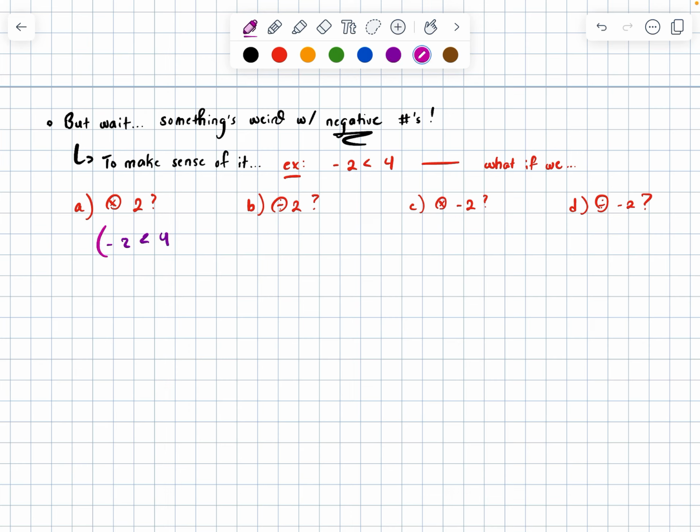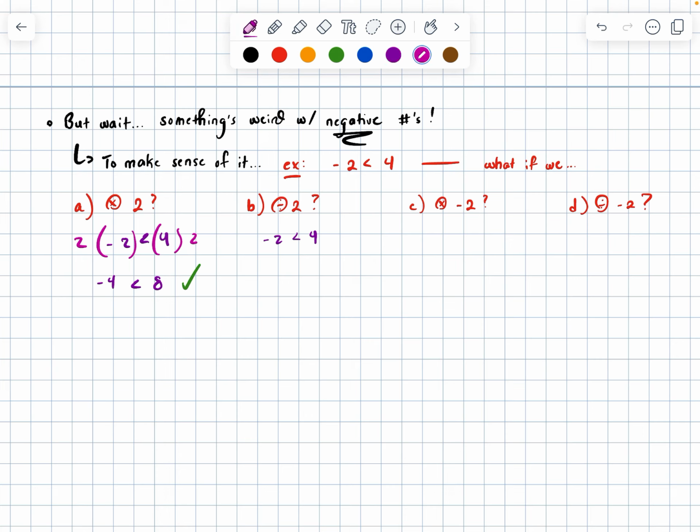Well, let's find out. Negative 2 is less than 4 is my original inequality. So let's say that I take negative 2 is less than 4. I want to multiply both sides by 2. So I'm going to multiply on both the left and the right by 2 in example A. Well, negative 2 times 2 is negative 4. 4 times 2 is 8. Is negative 4 less than 8?